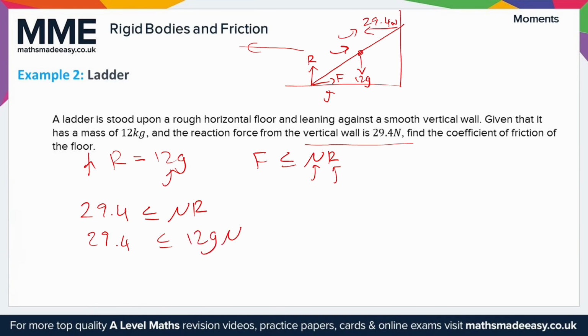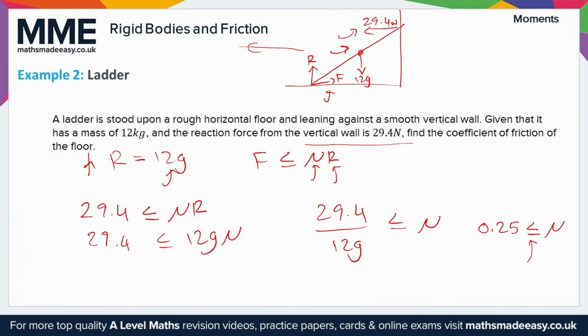Okay, so now we've just got a relatively simple linear inequality to solve. So I'm going to divide by 12g, and I'll get 29.4 over 12g is less than or equal to mu. If you stick this in your calculator, it just comes out as 0.25. So we've got 0.25 is less than or equal to mu.